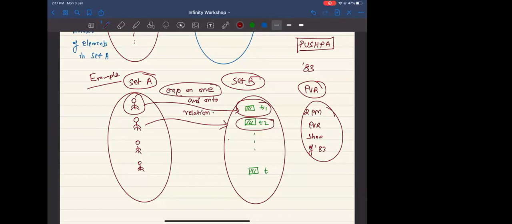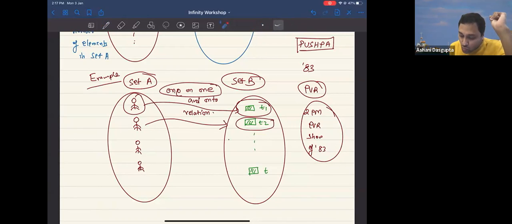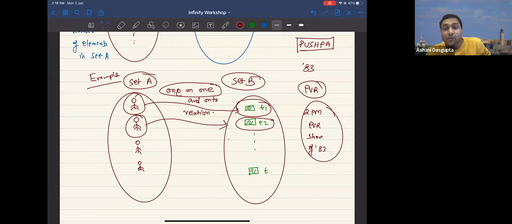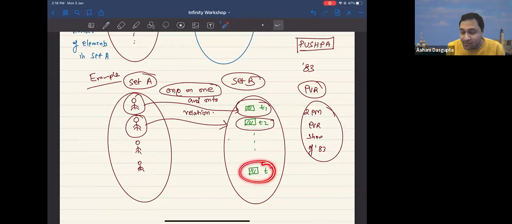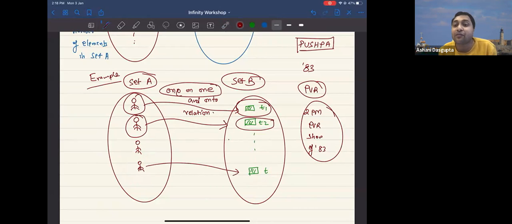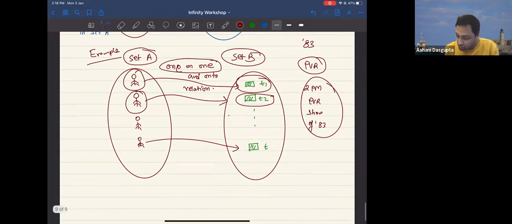What does it mean when I say one-on-one? Well, two persons are not purchasing the same ticket. So two arrows are not going to the same ticket. That is the meaning of one-on-one. So this is a very simple example of a one-on-one relation. And what is on-to? Well, if you look at every ticket sold, someone must have purchased it. So if you are looking at just the tickets sold, then at least one arrow is coming to every ticket sold. That's the meaning of on-to.